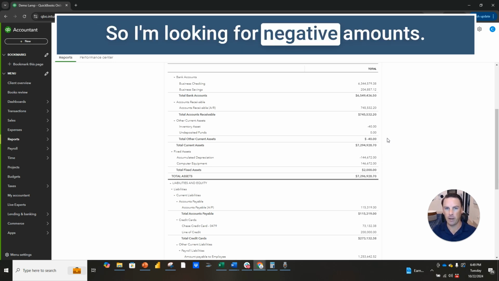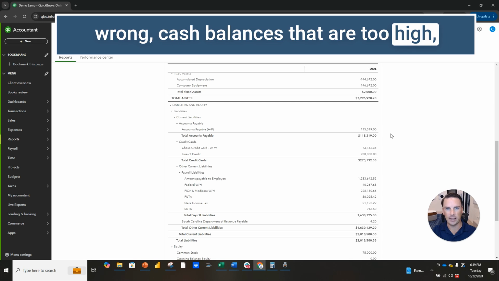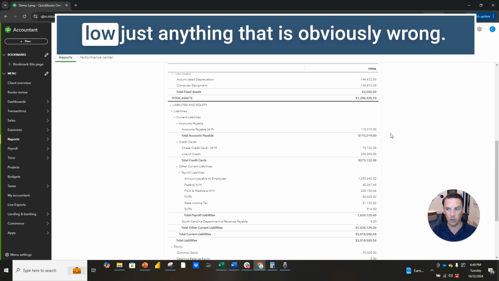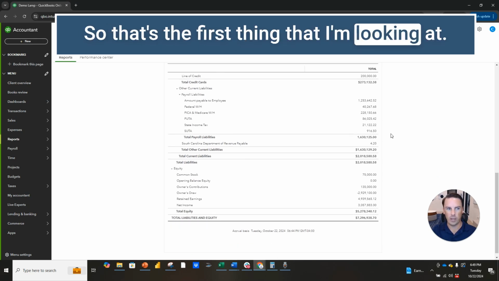So I'm looking for negative amounts. I'm looking for things that are obviously wrong: cash balances that are too high, debt balances that are too high or too low, just anything that is obviously wrong. So that's the first thing that I'm looking at.